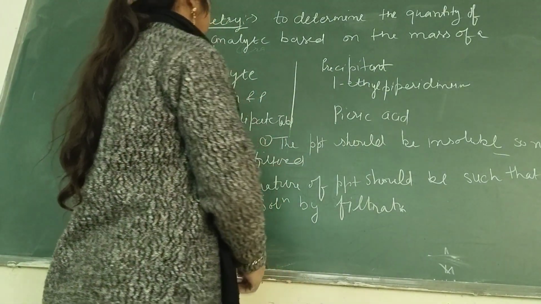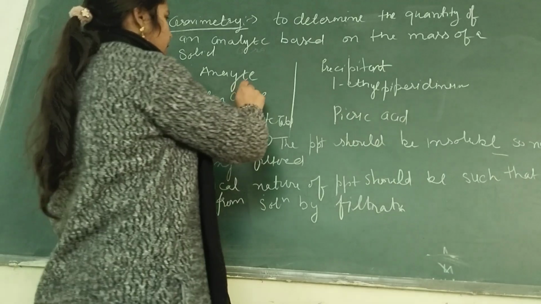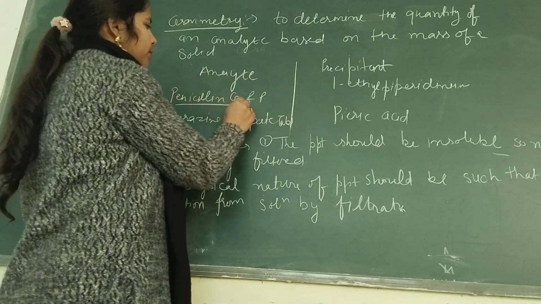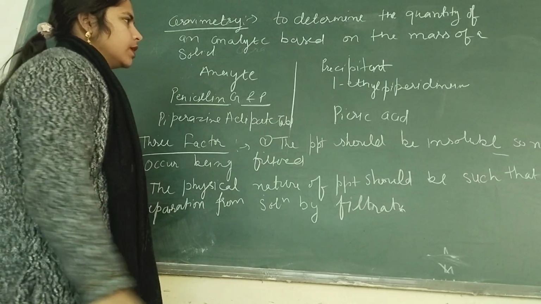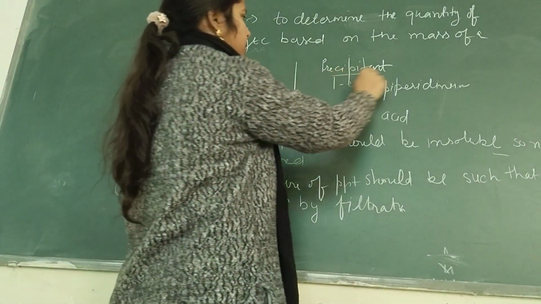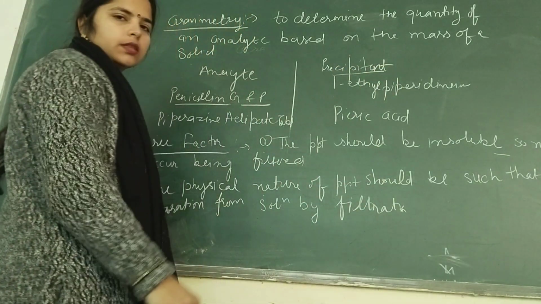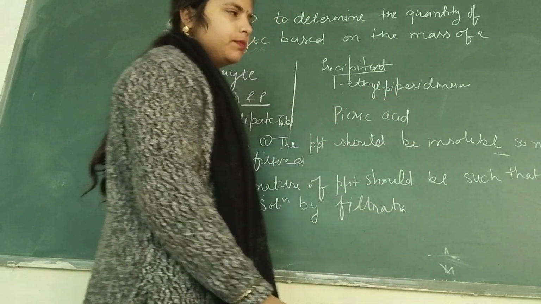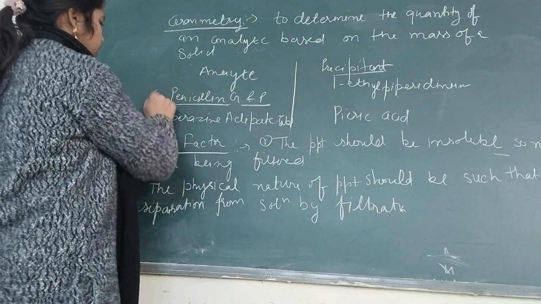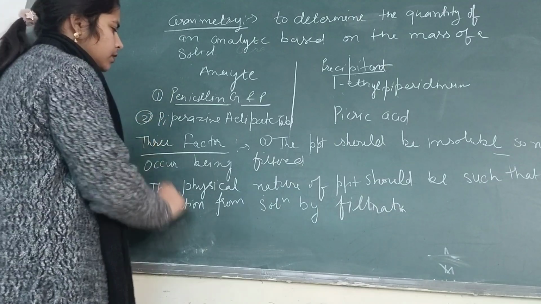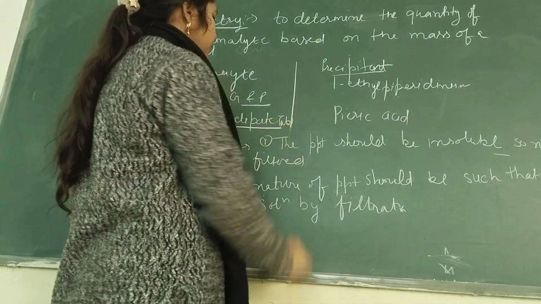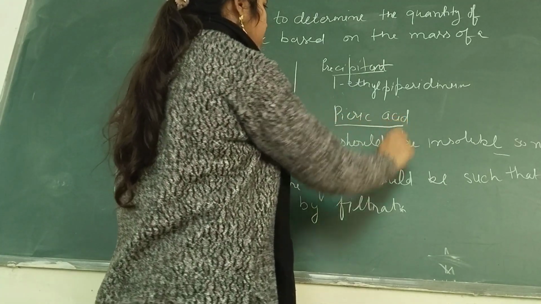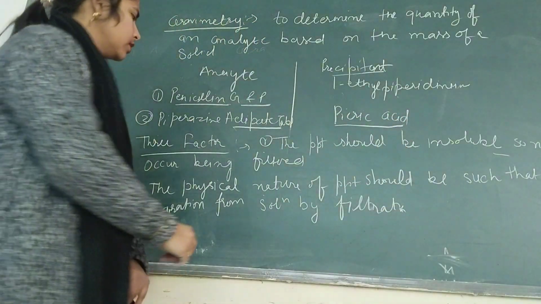There are two types of analyte we can obtain, that is the analyte and the precipitant. First example is penicillin G and P, which is converted into the precipitant after the gravimetry. That product is 1-ethyl piperidinium. Next example is the piperazine aliphatic tablet. These are the picric acid precipitant.